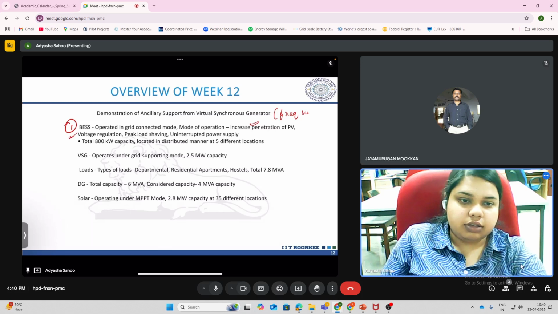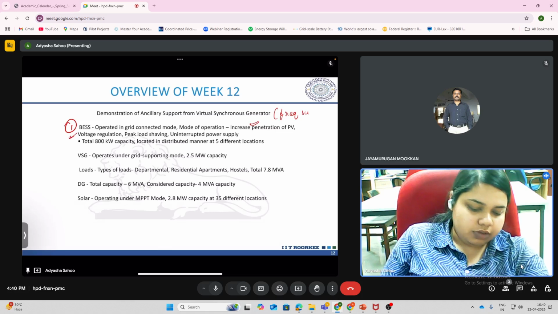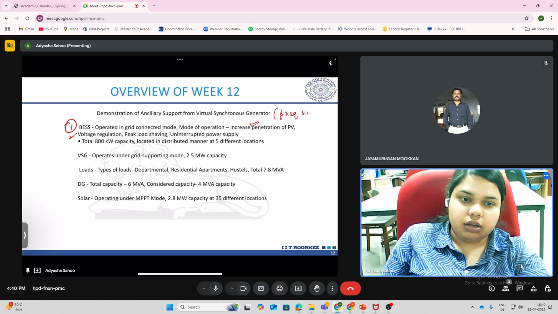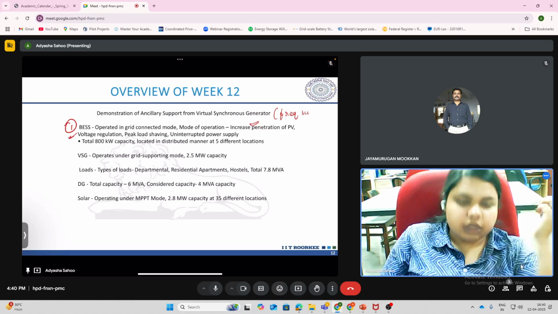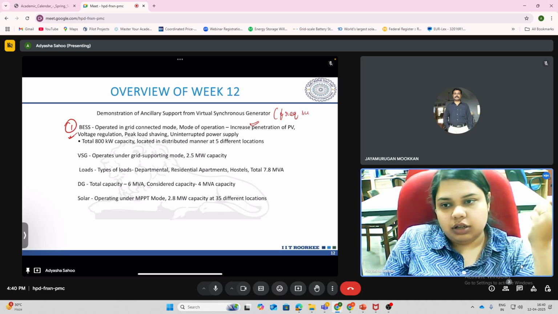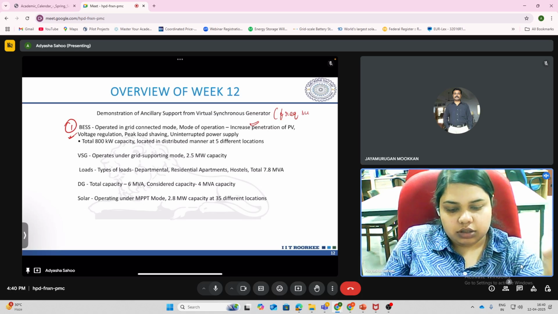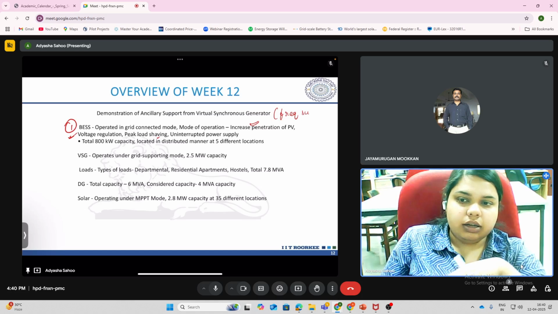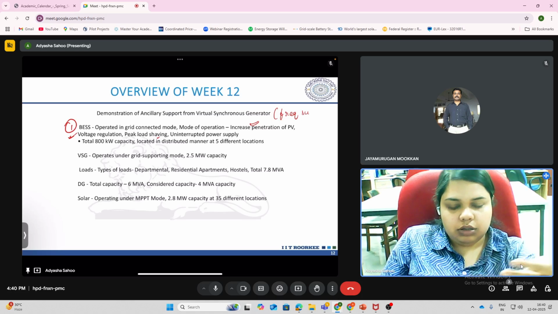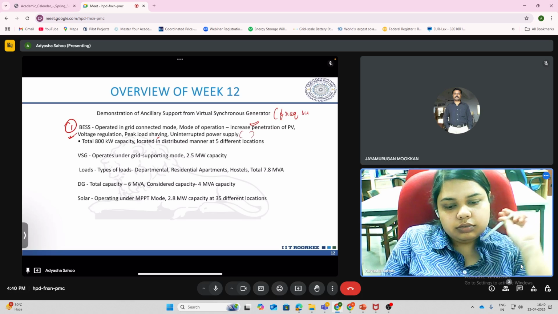So whenever you have excess generation from the PV sources, it may lead to over voltages in the absence of a battery. But when you have the battery with you, it can charge and avoid those over voltage fluctuations. Similarly, in its absence, it can discharge and also at the same time maintain the voltage. It can also help in peak load shaving, meaning in the time period of peak load, the battery can discharge to supply the peak load of the system. Then it will again help in providing uninterrupted power supply.